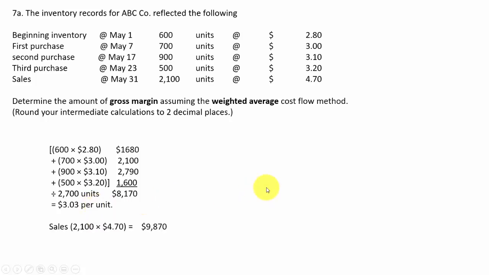Now, if we sell 2,100 units, which is what we did, we sold 2,100 units at $4.70. That gives us a total sales price of $98.70. If we then take the cost of those units, which would be 2,100 units times the 3.03 weighted average cost, they cost us $63.63, and they want to know the gross margin, which is sales minus cost of goods sold. That'll give us a gross margin of $35.07. Let's take a look at the next one.